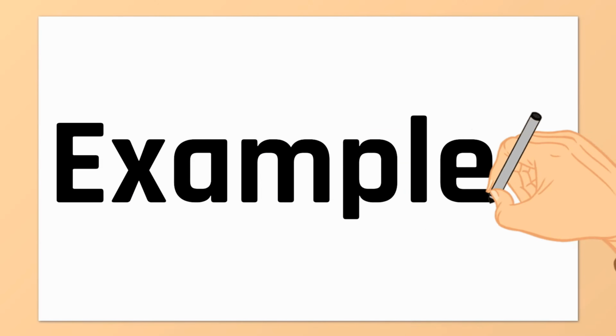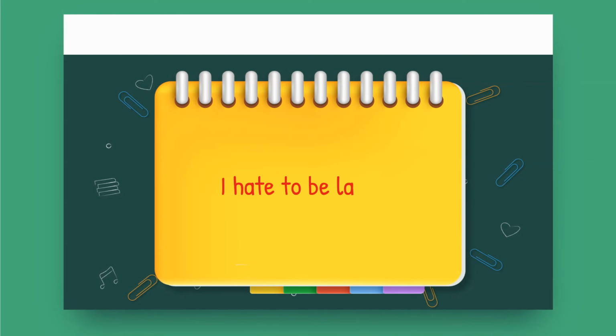Examples: I hate to be late. It started to rain. I like to sleep early. I want to break free. I prefer to travel by car. I love to travel in spring. Do you like to get up early?